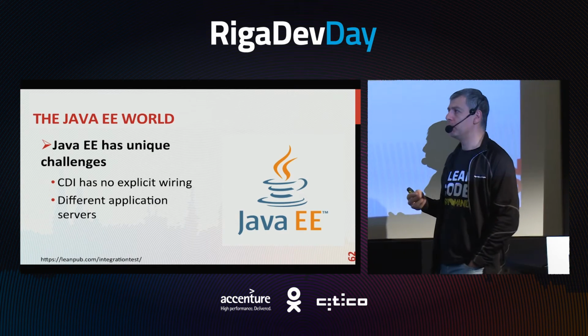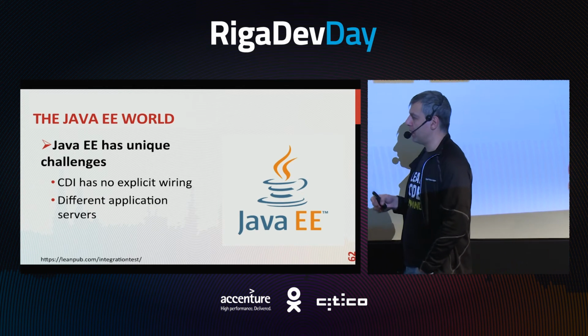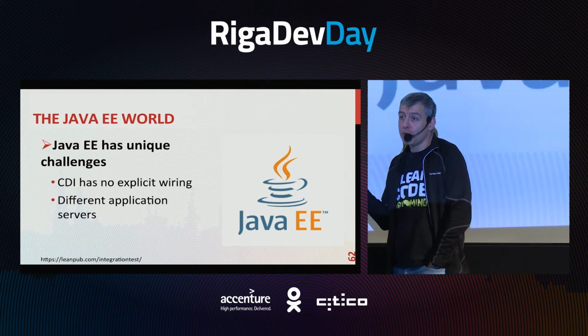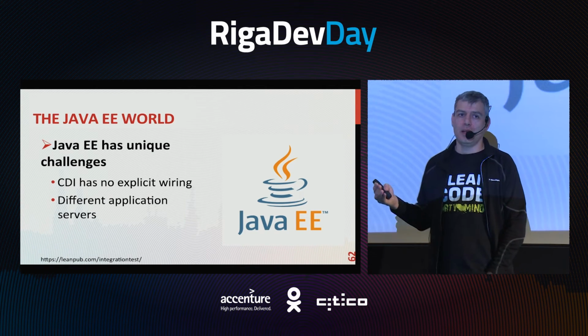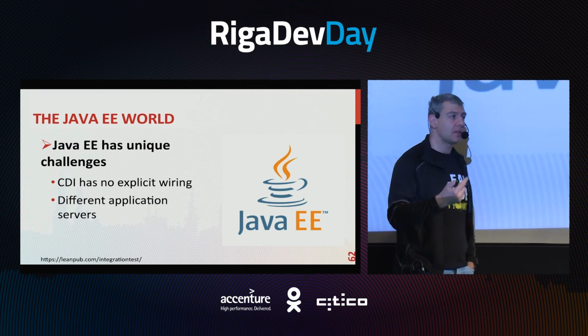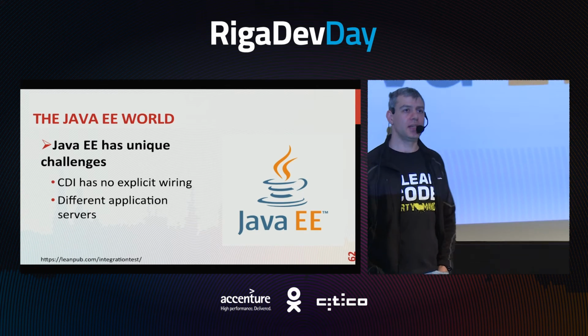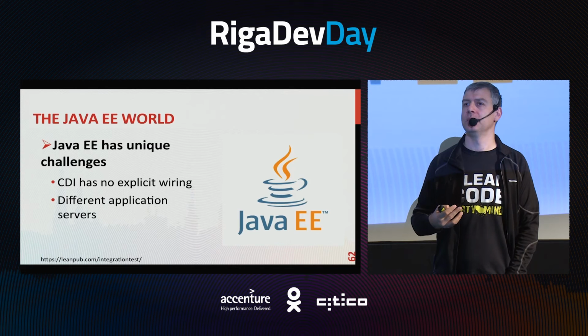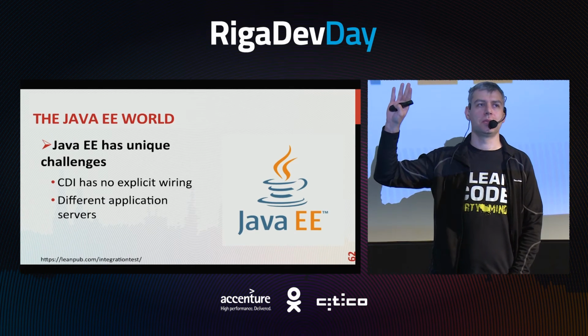The second problem with Java EE is you might have different application servers. That's the point of Java EE, that you have a single application, but then it can run on any Java EE compliant server. Who thinks this is just bullshit? Yeah, me also.